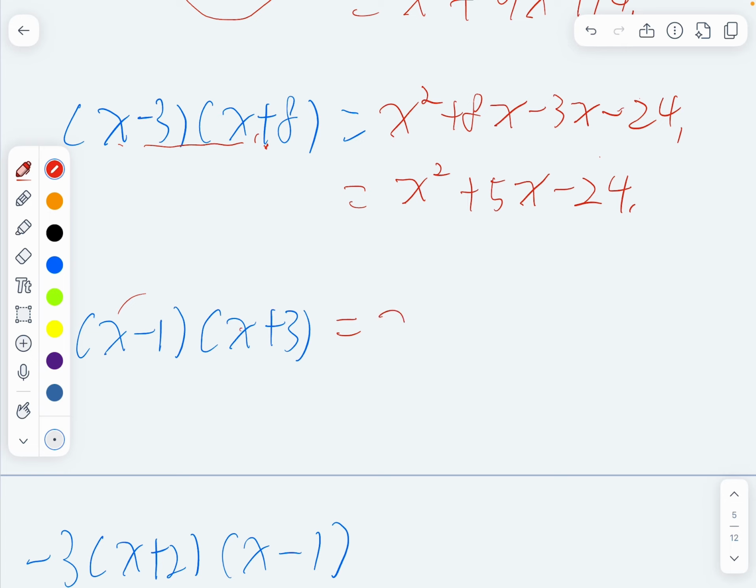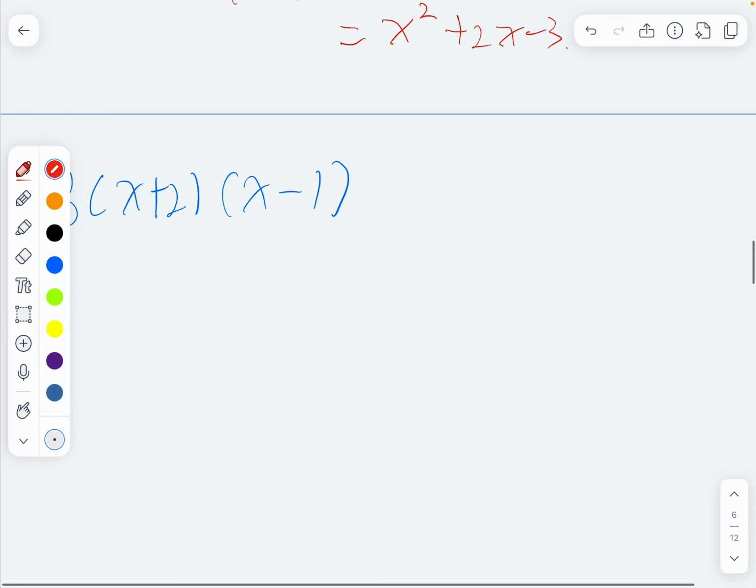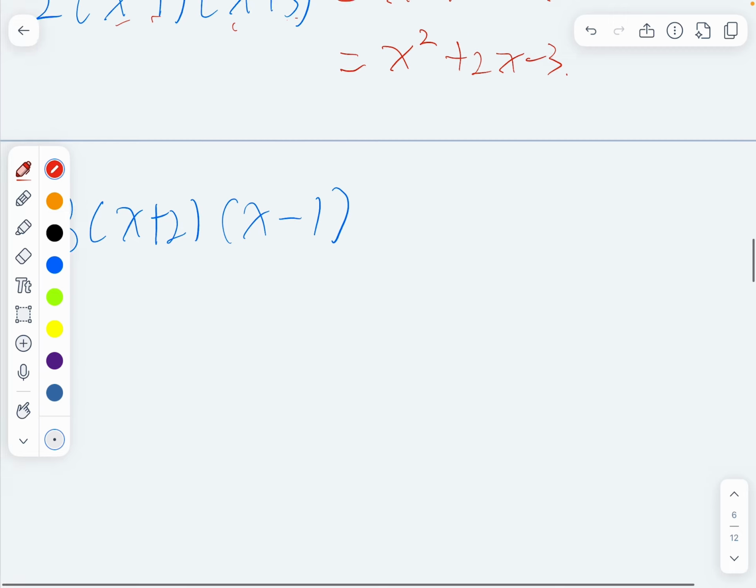Okay, this one. x and x, so write x squared. The next is x times 3. The next is inside, which gives minus x. For the final is the negative 3. So the calculation is x squared plus 2x minus 3. This one we have the negative 3 first, so we can already calculate the inside.